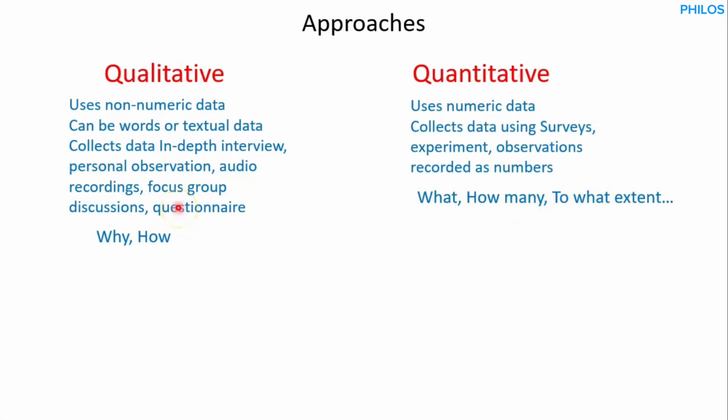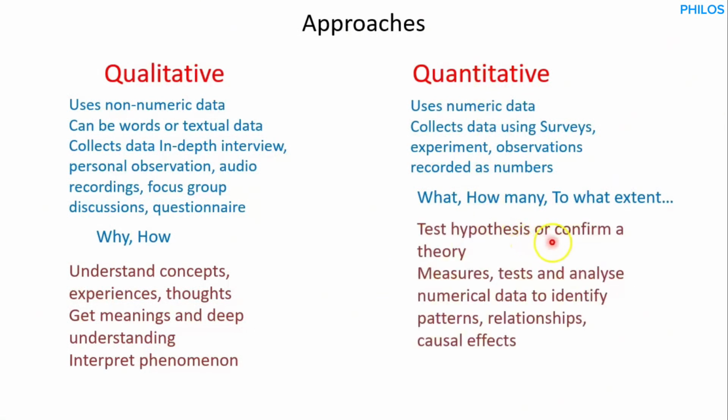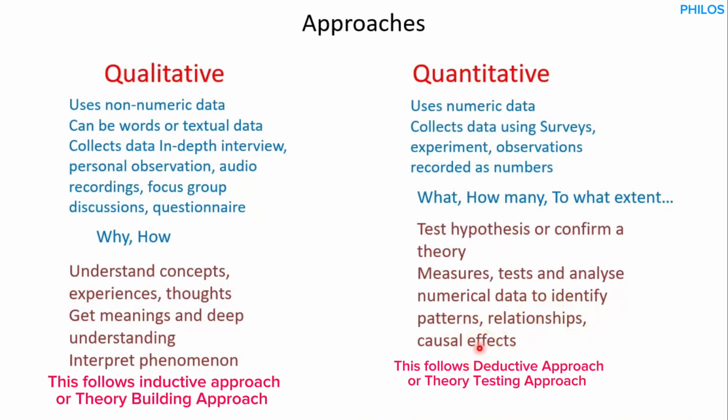So it's important for you to know that the qualitative approach is used to understand concepts, experiences, thoughts, okay. It's also used to get meanings and deep understanding, and we use it to interpret a particular occurrence. Then the quantitative approach is also used when we want to test hypothesis or to confirm a theory. Okay, so it measures, it tests and analyzes numerical data to identify patterns, relationships, and causal effects. So that's quantitative approach. Is that clear?